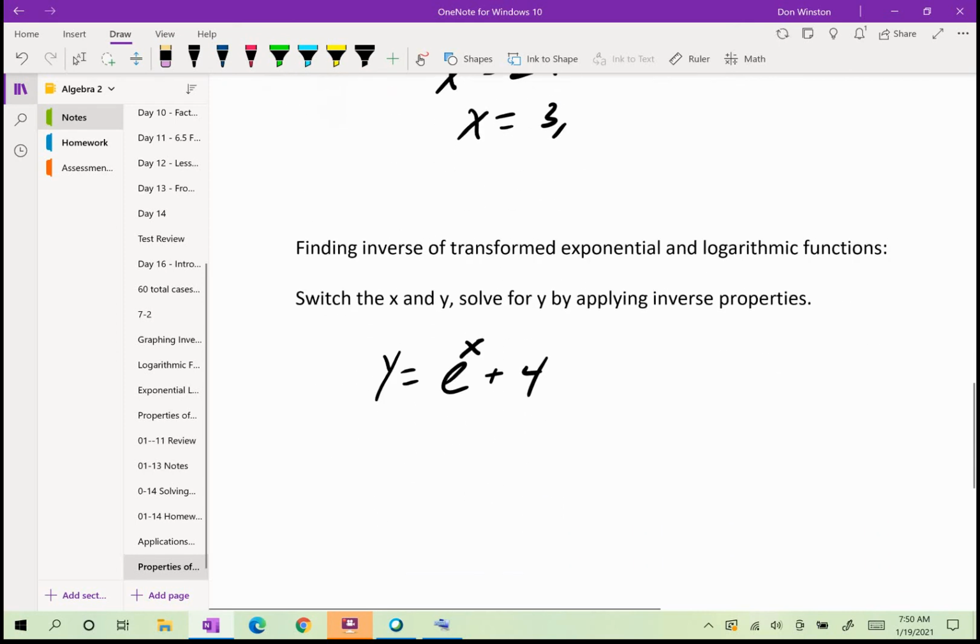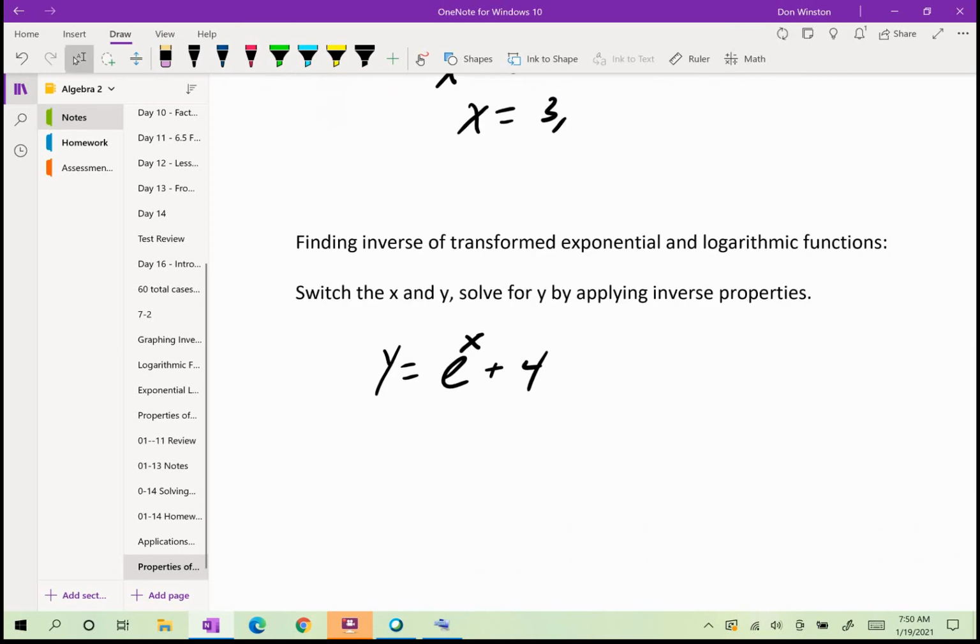Now we'll take a look at finding the inverse of transformed exponential and log functions. Before, we would find the inverse of something like 5 raised to the x, that's just log base 5 of x. The inverse of log base 7 of x was just 7 raised to the x. And the inverse of e raised to the x is just the natural log of x.